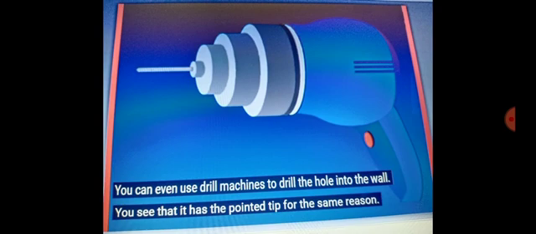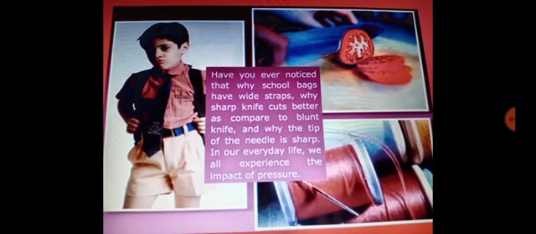You can even use drill machines to drill holes into the wall. You see that it has a pointed tip for the same reason. Have you ever noticed why school bags have wide straps? Why does a sharp knife cut better as compared to a blunt knife? And why is the tip of the needle sharp? In our everyday life, we all experience the impact of pressure.